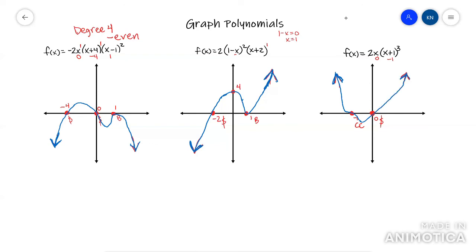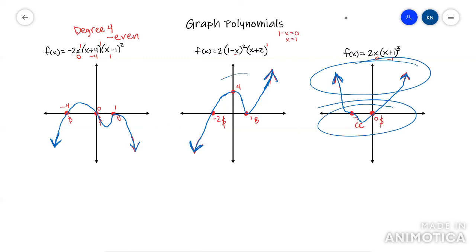Again, these graphs do not have to be to scale. They don't have to look amazing. You just really want to make sure you get your arrows right, your x-intercepts right, and your y-intercept right. And you should be good to go.